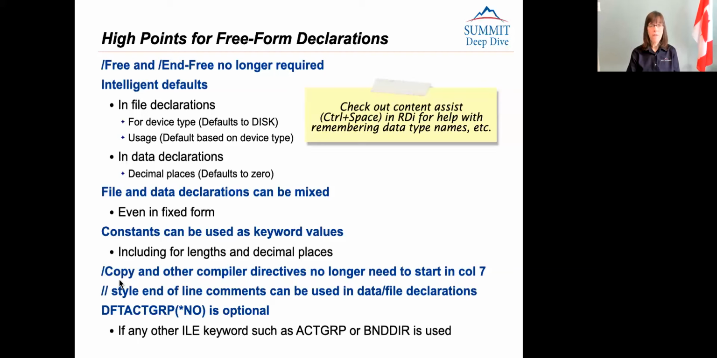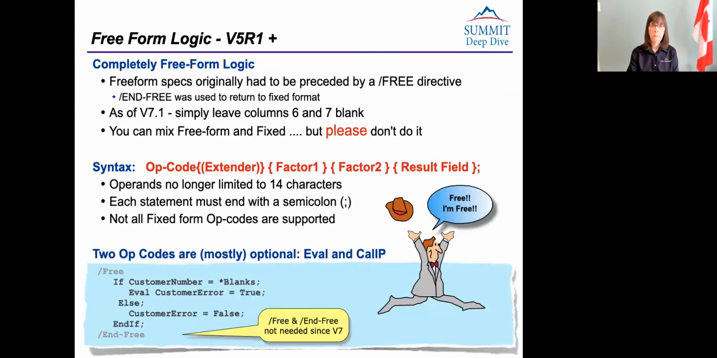Constants can be used as keyword values. /copy and other directives don't have to start in column 7. They can start anywhere. Well, anywhere other than prior to 8, unless you're using *free. The // style of comments can be used everywhere that Freeform is used, including in the declarations. And the default activation group no is optional in many cases if you're using some other ILE keyword.